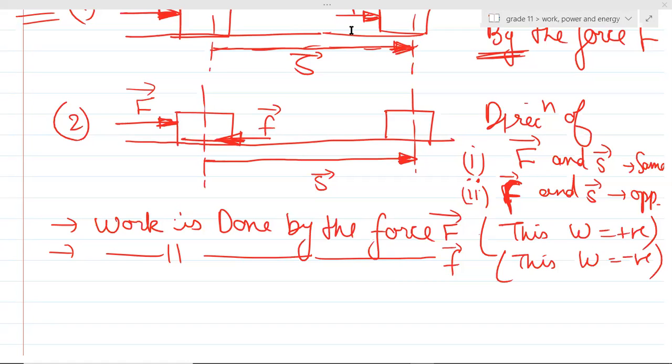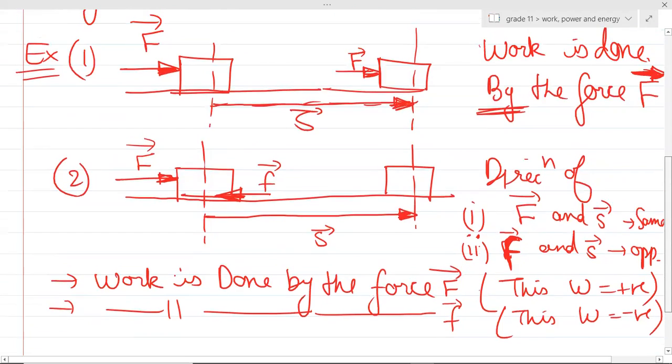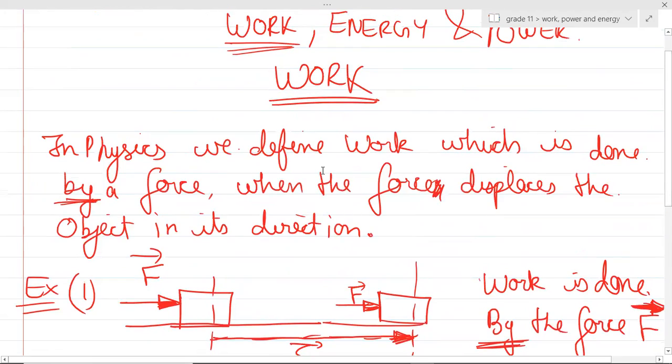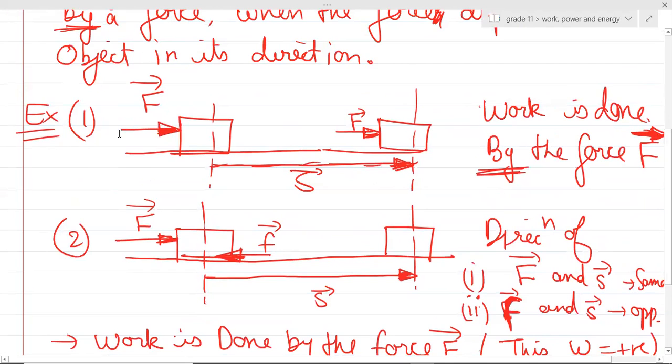So basically this is your work done by the force, please remember. Can you see, in this case, what did I miss? Basically, what is work? In physics we define work by a force: work is done by a force when the force displaces the object in its direction. We discussed this particular thing: there is an object, you are applying a force F due to which this object is getting displaced from here to here, so then you say work is done by the force and this work will be positive work.